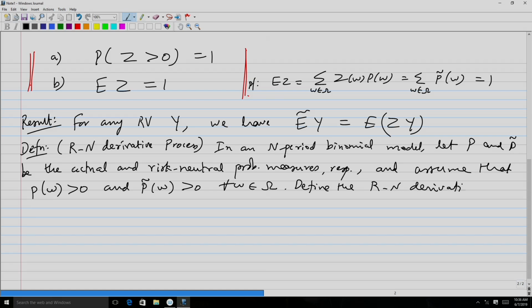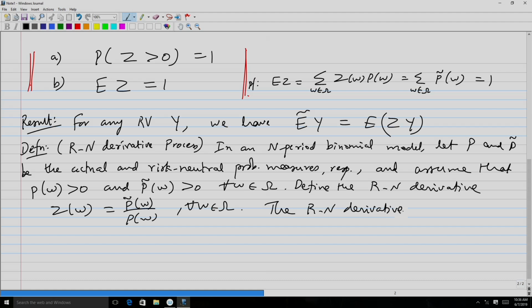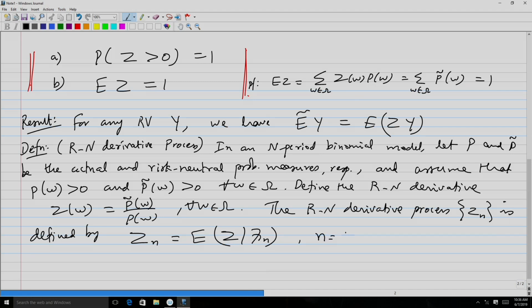the Rn derivative Z at omega by the usual definition that you do, then the Rn derivative process, which is defined by Zn equals the expectation of Z given Fn, for n equals 0, 1 to N.